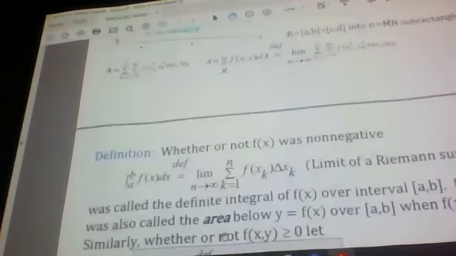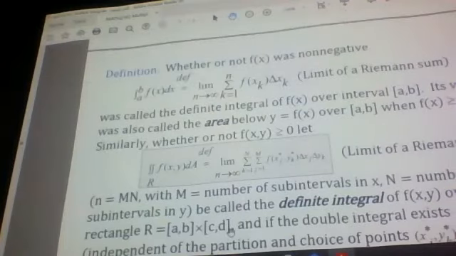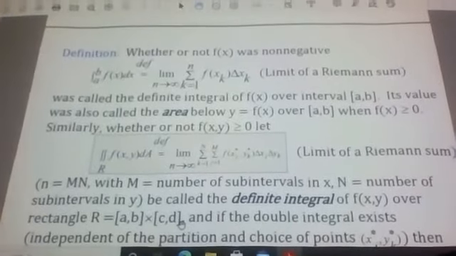So there's what we'll do. I'll just restate this then. Whether or not f is, let me move this. Remember, just a little video is not good. That's a little better.